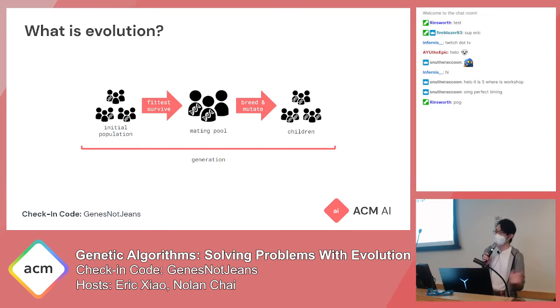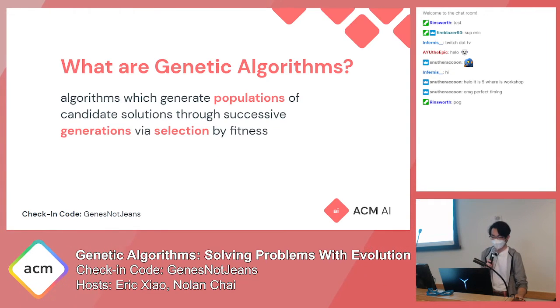Okay, cool. I'm not a bio major anyway, so genetic algorithms are basically just simulated evolution. They aim to generate populations of candidate solutions, meaning possible solutions to some computational problem, through successive generations via selection by fitness. Basically, it's a way to find solutions to really complicated problems through brute force.